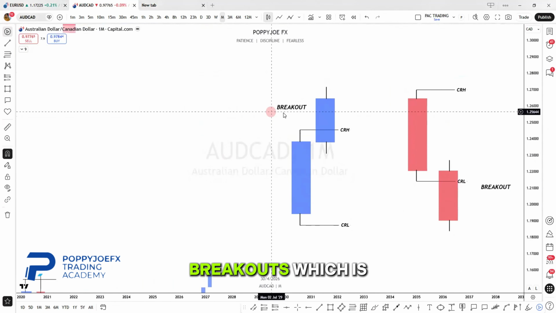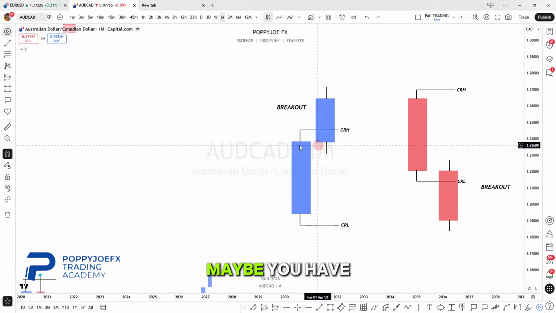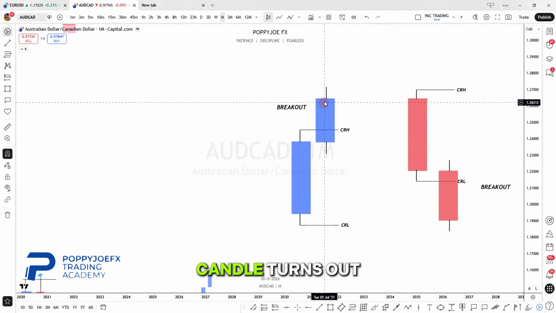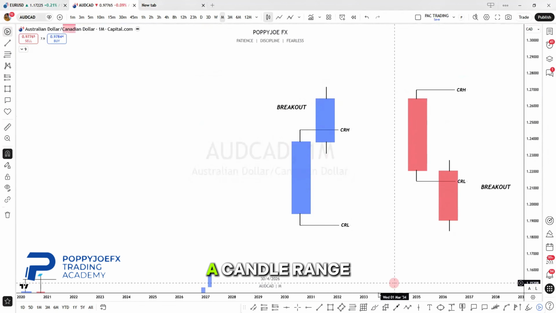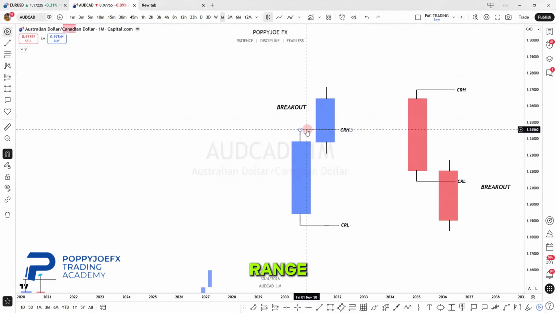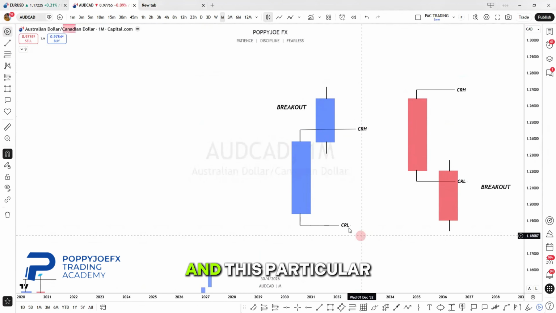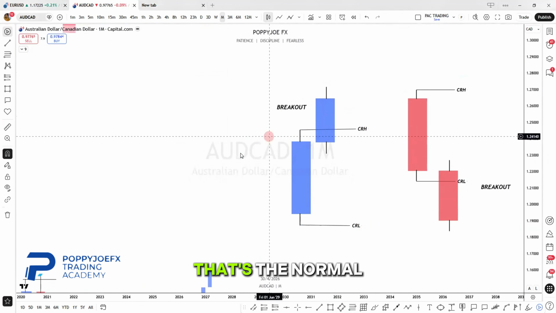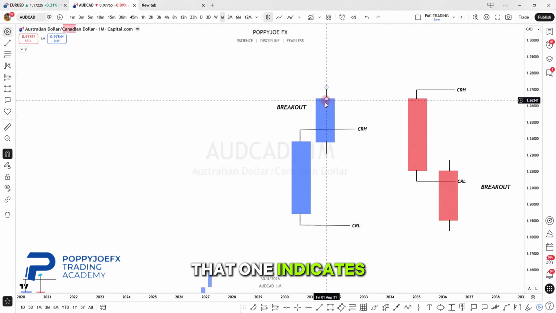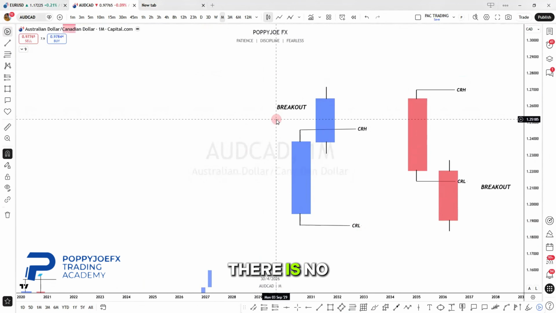Normally we have a breakout, which is maybe you have a bullish candle here, and the next candle turns out to close above the previous candle range. A candle range, the high and low is the range. This high is the candle range high, and this particular one is the candle range low. So if the market breaks above this high, that's the normal experience. That one indicates continuation. For that one, there's no problem.